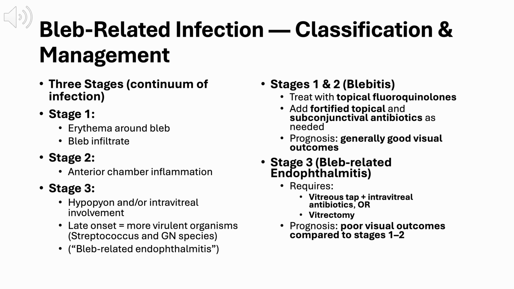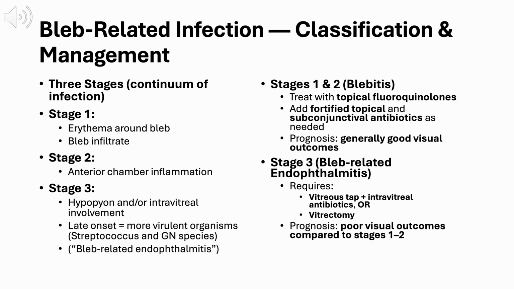Stage 2 adds anterior chamber inflammation, meaning the infection is no longer purely superficial. Stage 3 is where things become dangerous, a hypopion or any intravitreal extension. These late-onset cases are often due to highly virulent organisms like Streptococcus or gram-negative bacteria, and this is essentially bleb-related endophthalmitis.